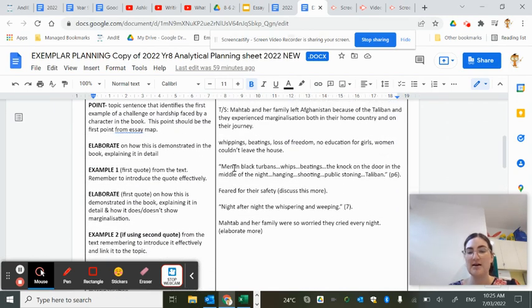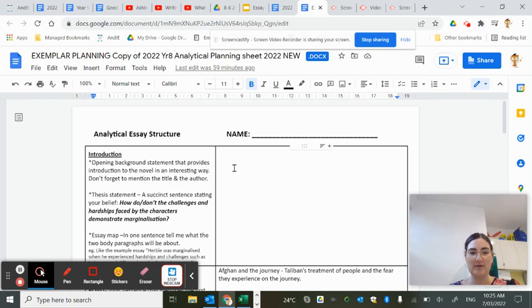I hope that that has helped you to be able to figure out how to fill in your planning sheet, and you can get started whenever you're ready.